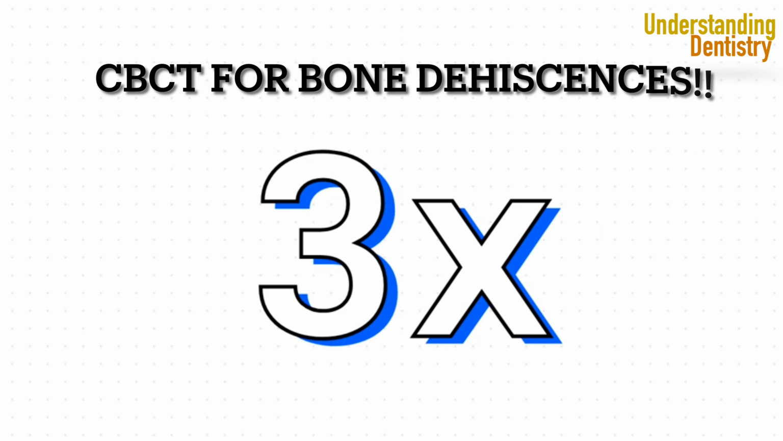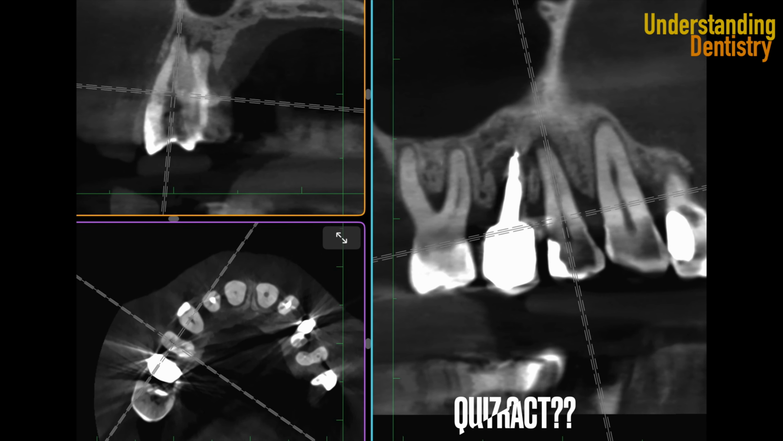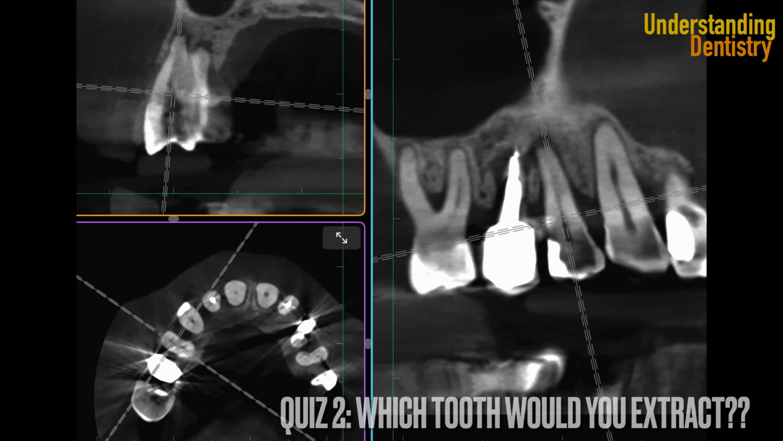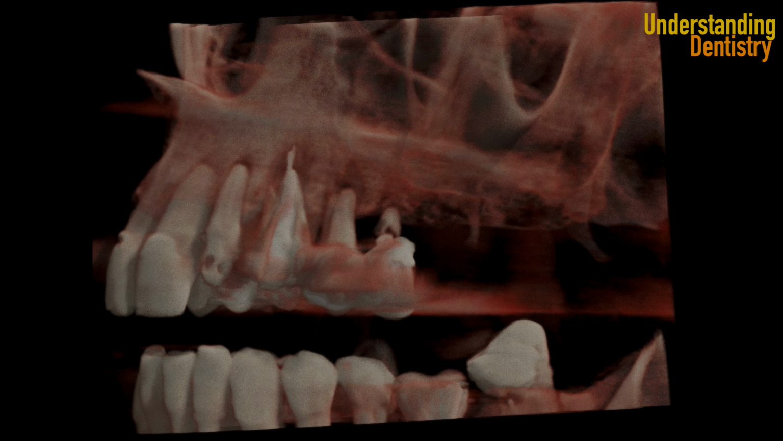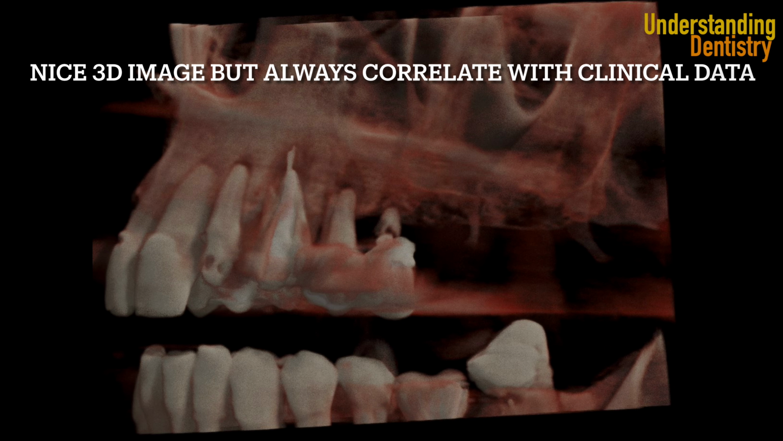And it gets even better. Look at this, 3x. A study on dry skulls showed that CBCT picked up 3 times more fenestrations than just looking at them directly. Now, yeah, you might get some false positives, but it just goes to show you the incredible level of detail we're talking about here, the kind of subtle topography we'd miss otherwise.